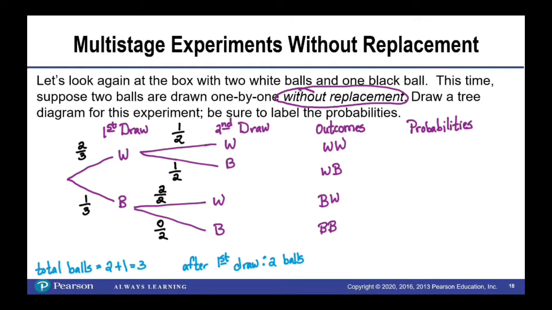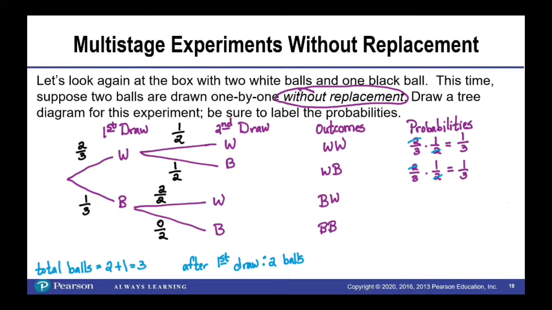Now to find the probabilities, I follow the paths on my probability tree and we multiply just like we did before with our other multi-stage experiments. With the outcome white times white, follow your path, we have 2/3 times 1/2. Multiply and the 2's cancel out since 1 is in the numerator and the other 2 is in the denominator. We have 1/3 for our probability. For a white and then a black, we have 2/3 times 1/2 when I follow the path on the probability tree. The 2's cancel out and that leaves me with 1/3.